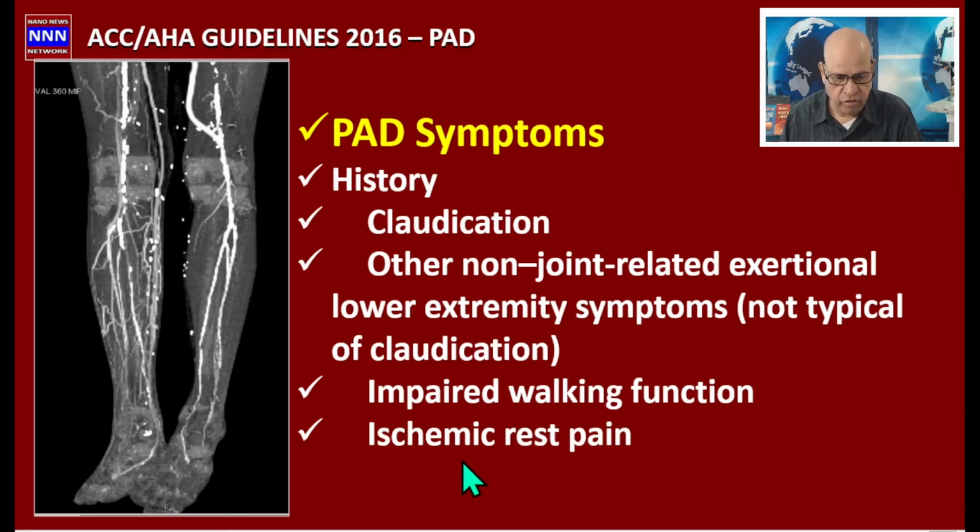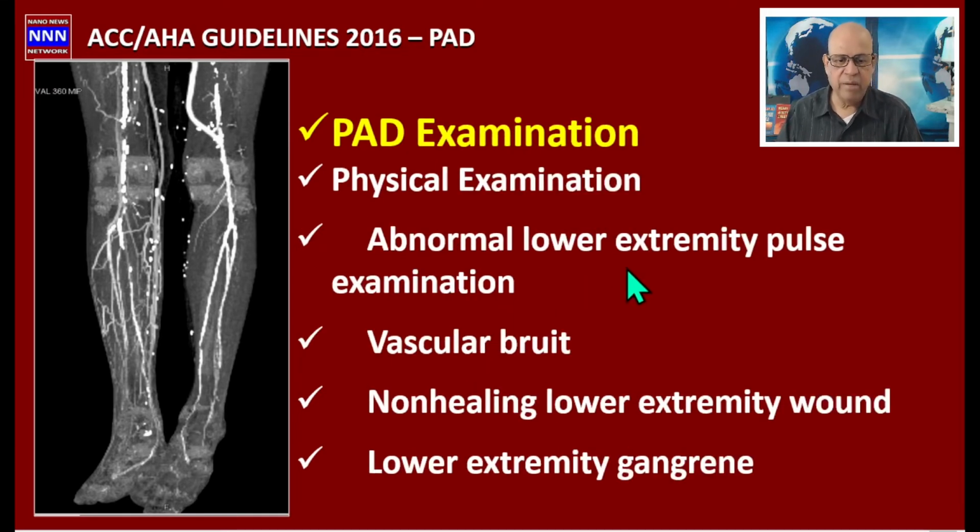tissues beyond the blockage. Examination, of course, we need to examine their pulses as primary care doctors, as internists, especially in the high risk group. We owe it to check their pulses on both sides, both arms and both feet, and see if we have good pulses. If we are in doubt, do an ankle brachial index. Then also listen for vascular bruit and look for non-healing lower extremity wounds.